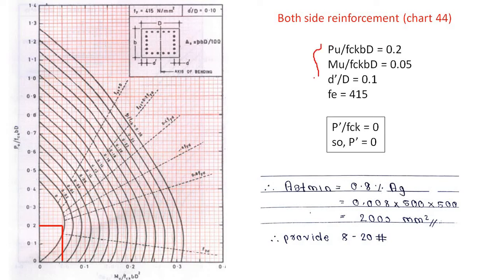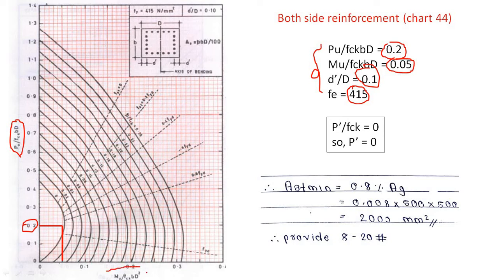So with these values we have already calculated Pu/(fck·b·D) as 0.2, Mu/(fck·b·D²) as 0.05, d'/D as 0.1, and grade of steel is Fe415. So what we will do is we will find the graph. Here it is provided as Pu/(fck·b·D). We have the value of Pu/(fck·b·D) as 0.2, so we'll make the line of 0.2.